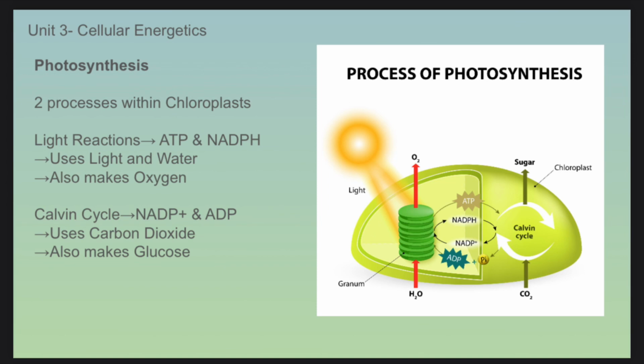Now the Calvin cycle, it creates NADP plus and ADP. And it uses the carbon dioxide we breathe out or maybe emissions. Also, it makes glucose as a byproduct, which helps the plant survive.